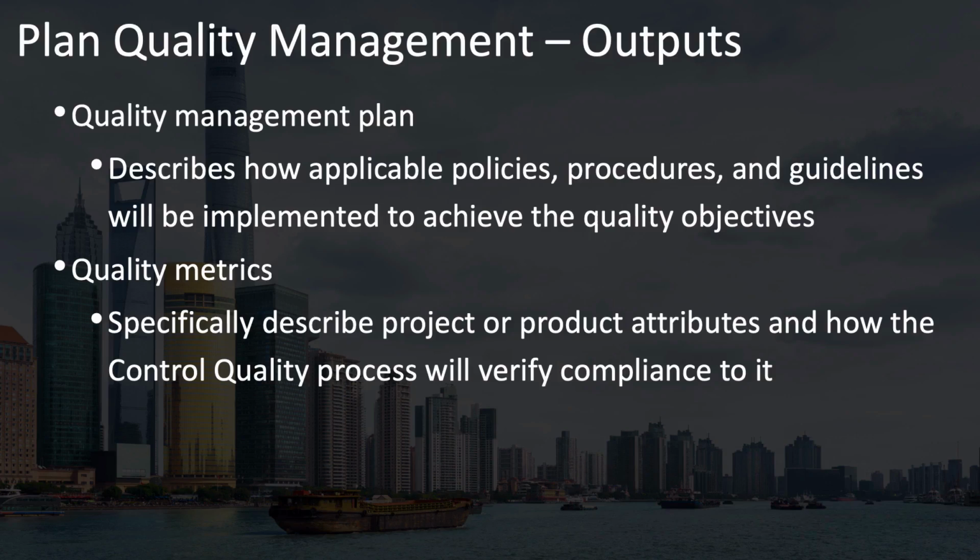Notice here how the definition of the quality management plan uses the word applicable, indicating the need for you to discover, tailor, and apply the quality policies, procedures, and guidelines that are already out there. Don't start your quality planning from scratch, or you'll miss something, and it's a lot more work. Also notice that quality metrics apply not only to the product or result of your project, but also to the project itself, including how the work is done and how the project is managed.